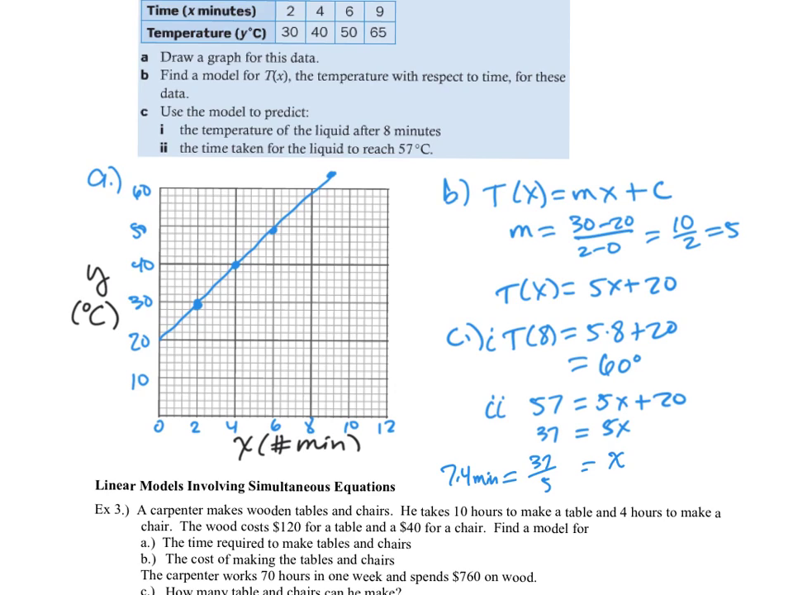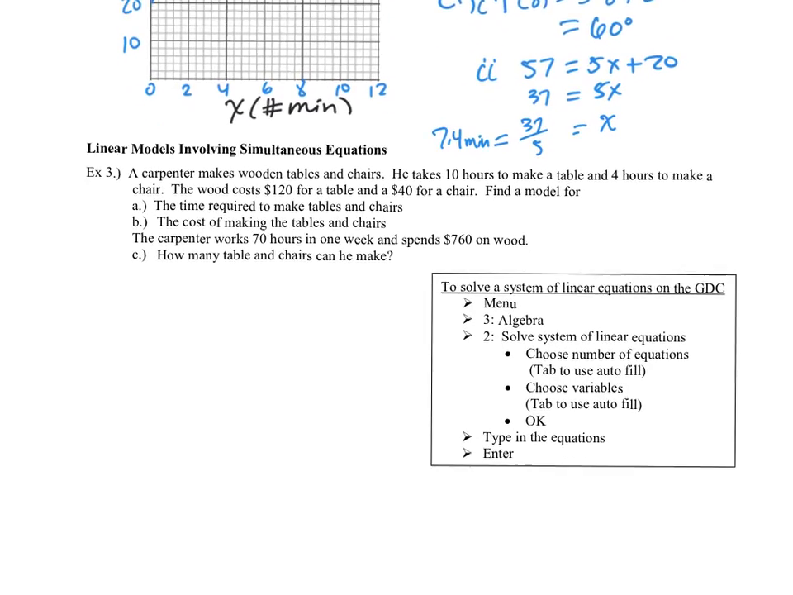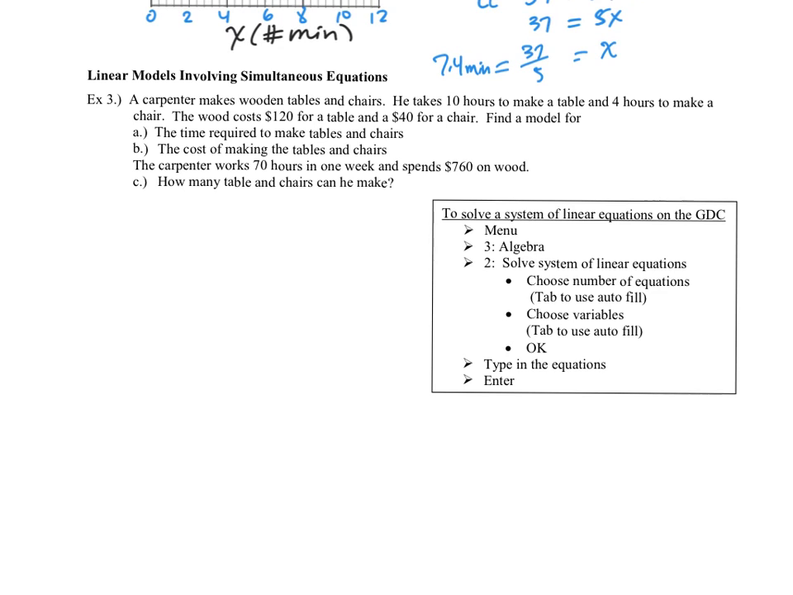Okay, and then the last thing we're going to do is take a look at linear models involving simultaneous equations, or you probably have heard those called a system of linear equations. So let's take a look at this example. We have a carpenter who makes wooden tables and chairs. It takes him 10 hours to make a table and 4 hours to make a chair. The wood costs $120 for a table and $40 for a chair.